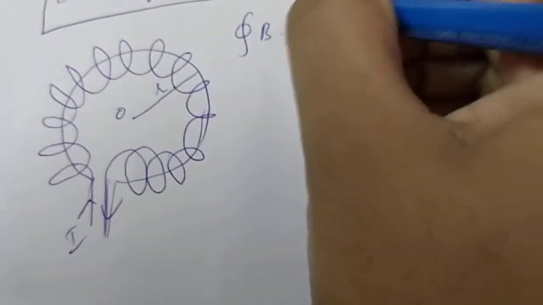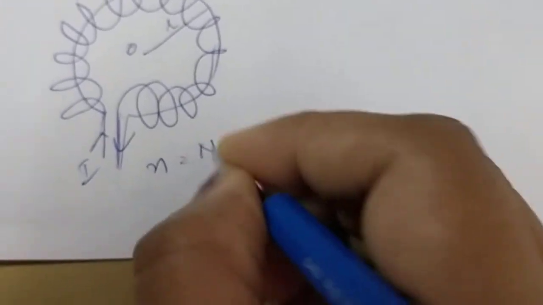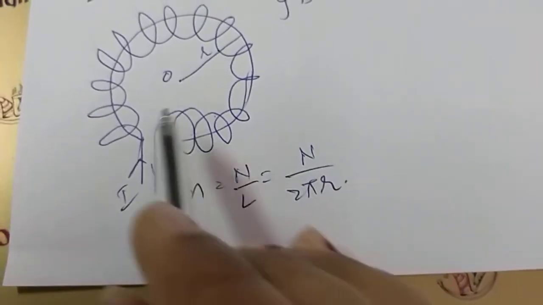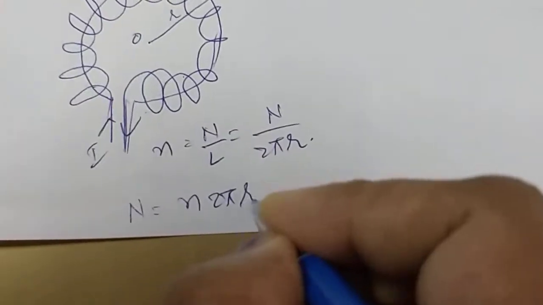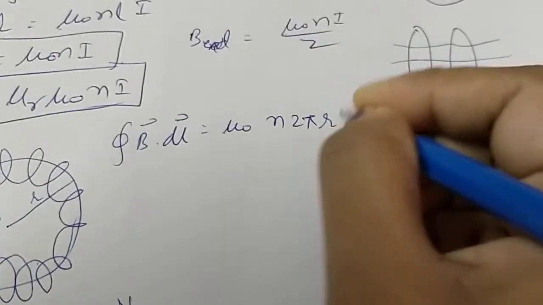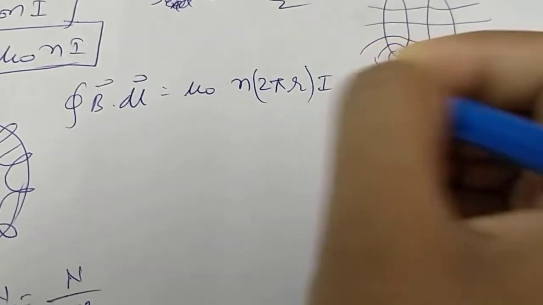∮B·dl = μ₀ I total. Now how many turns? All the turns are inside it, so I have to consider all the turns. Small n is the number of turns per unit length, N by l. But what is l here? l is the circumference 2πr. So n = N/2πr, and the total number of turns is N = n × 2πr. This I have to substitute here: n into 2πr, which is capital N, into the current I.